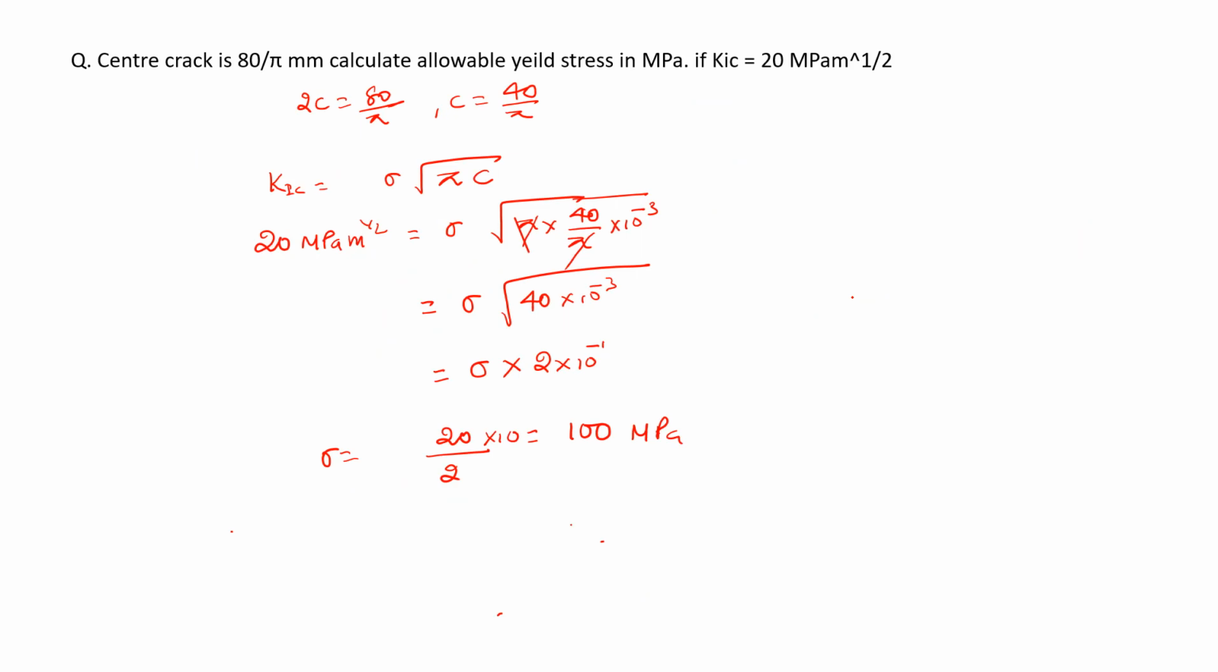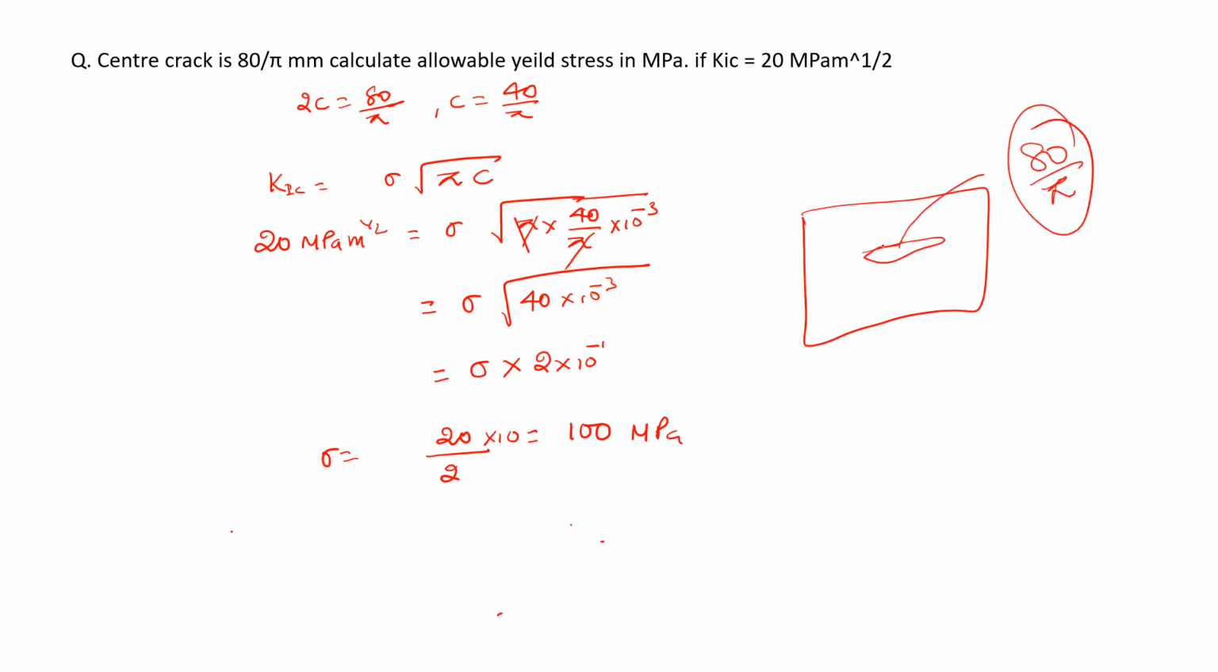Next, center crack is 80 by pi mm. Calculate the allowable yield strength in MPa. Suppose you have a material and the center crack is given as 80 by pi. We know for a center crack we take the length as 2c, right? So 2c is equal to 80 by pi, so c will be 40 by pi. Now you need to put these values in the equation, and you will get the answer.